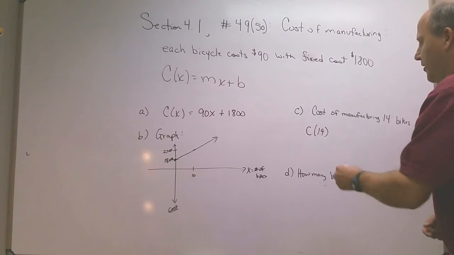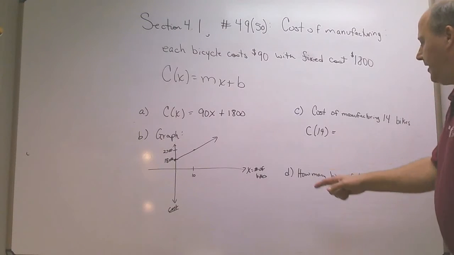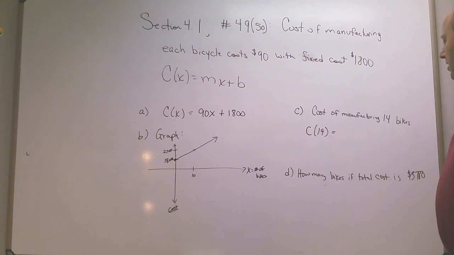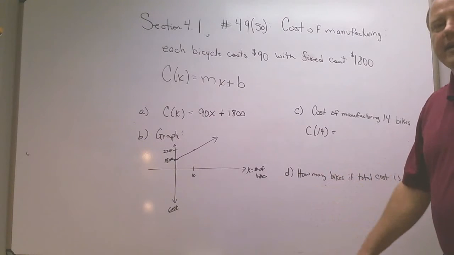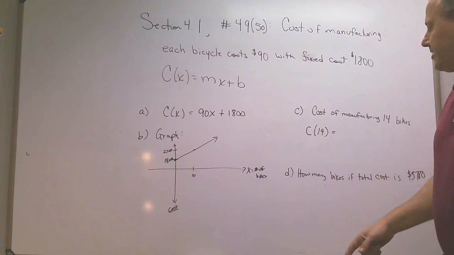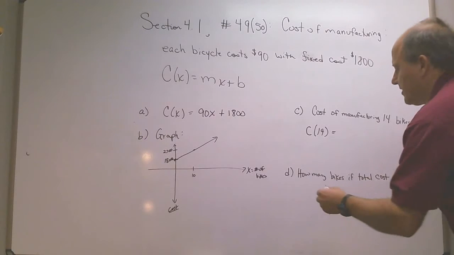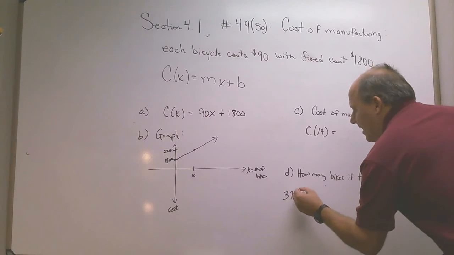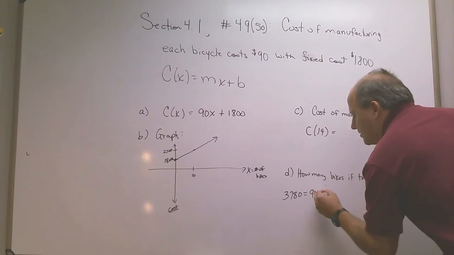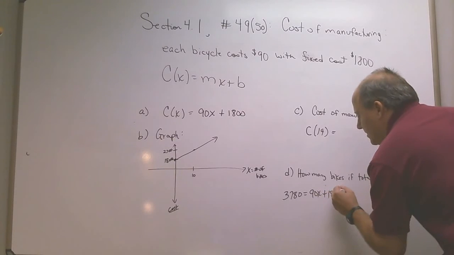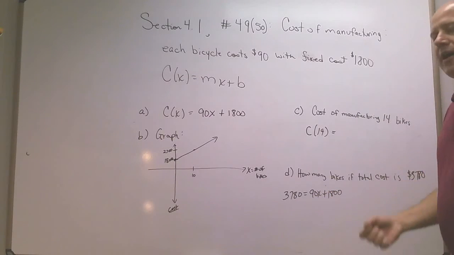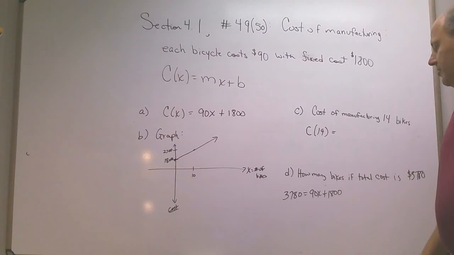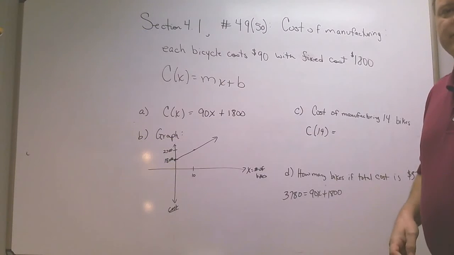And I'm not going to do that. And on part D, how many bikes if the total cost is 3780? So you're not going to put 3780 into the formula for the x. That's what the cost is. So that's C. So it'd be 3780 equals 90x plus 1,800. So you would subtract 1,800 and divide by 90, and it'll tell you how many bikes there are.